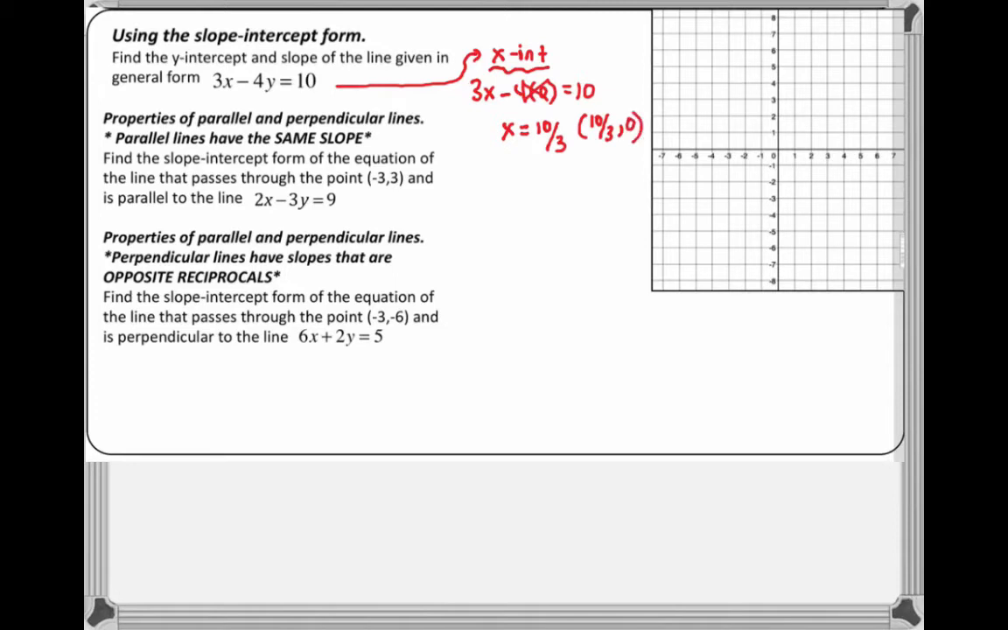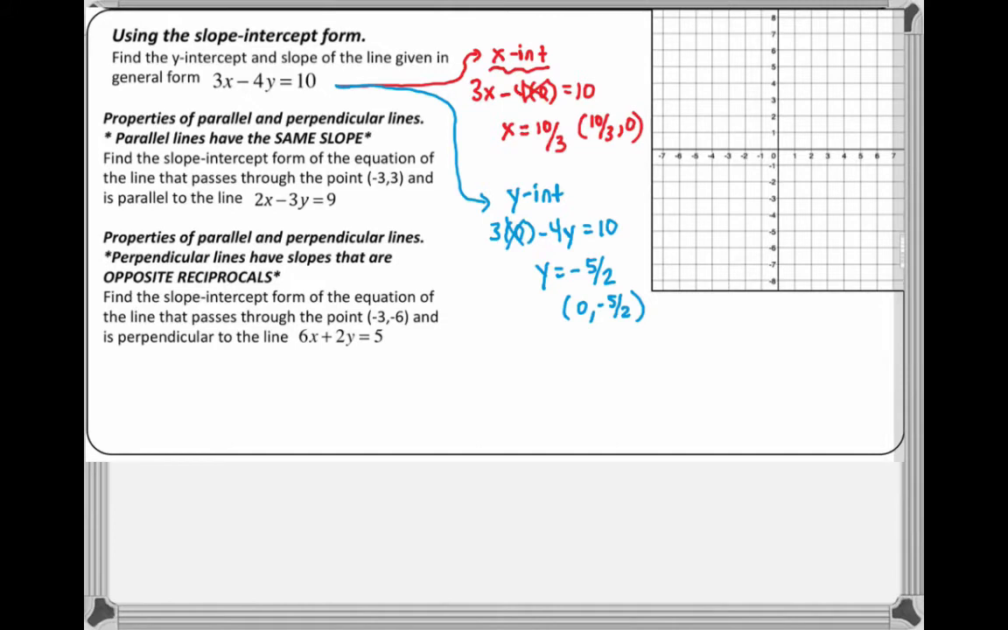Now the same thing could be done for the y-intercept, except we just let x equal 0 and solve for it. So I'm going to go 3 times 0 minus 4y equals 10. And this is going to go out, and we divide each side by 4. And much like we revealed in the previous video, the y-intercept is going to be a negative 5 over 2. So we would write that as (0, -5/2).